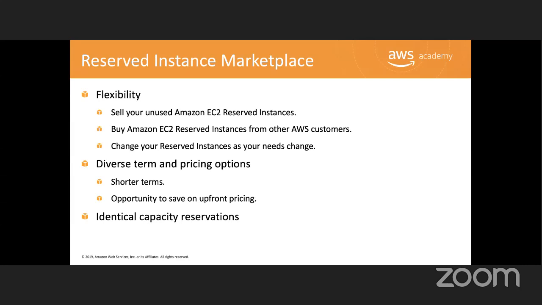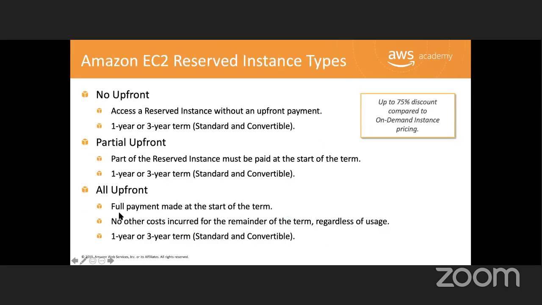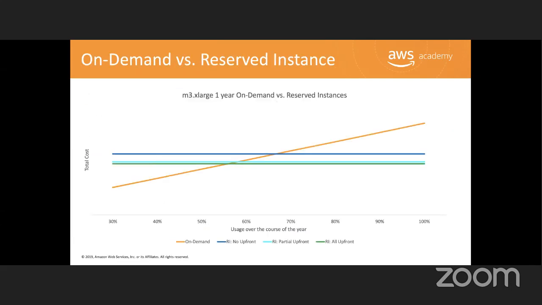reserved instances from the reserved instance marketplace offer the same capacity reservations as reserved instances that are purchased directly from us, or from AWS, right? So other people offer the same capacity as AWS. Of course, they originally got it from AWS, because AWS also sells in the marketplace, right?